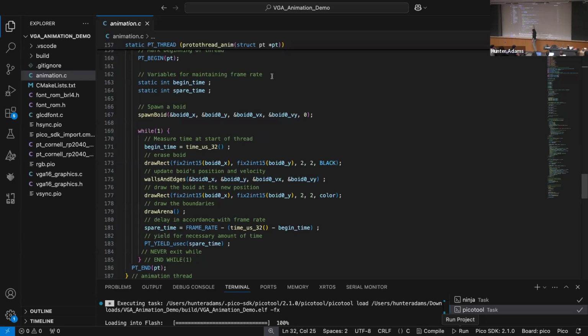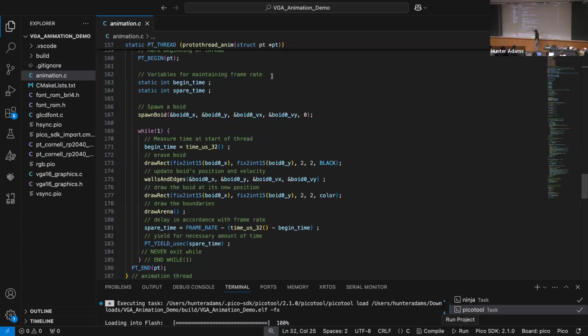We compute that ball's new position and velocity by way of this function. So this updates the x and y position of that ball, and updates the x and y velocity of that ball. We redraw it. This redraws that rectangle. And then we ask, how much time do we have left?